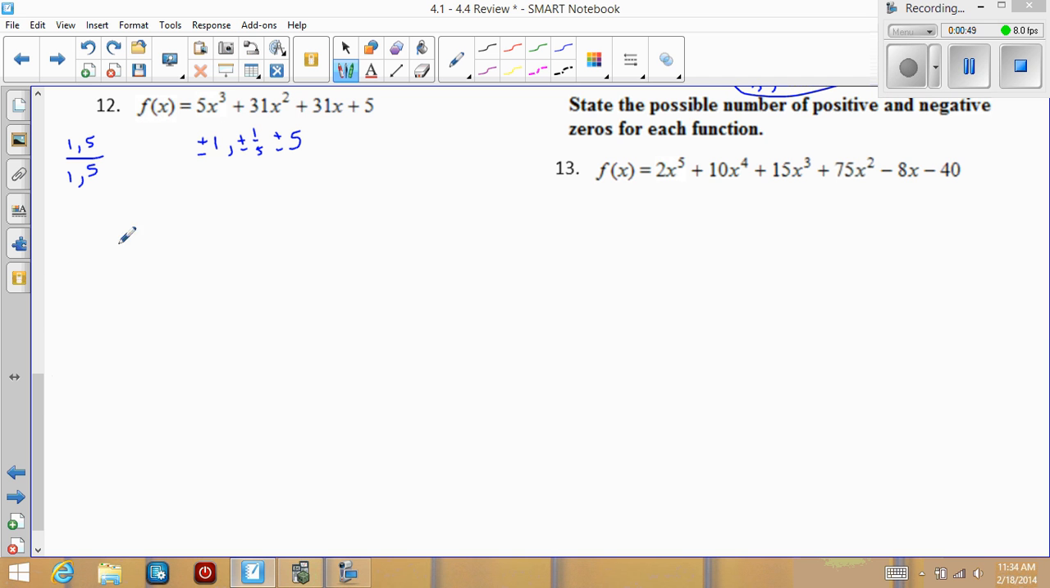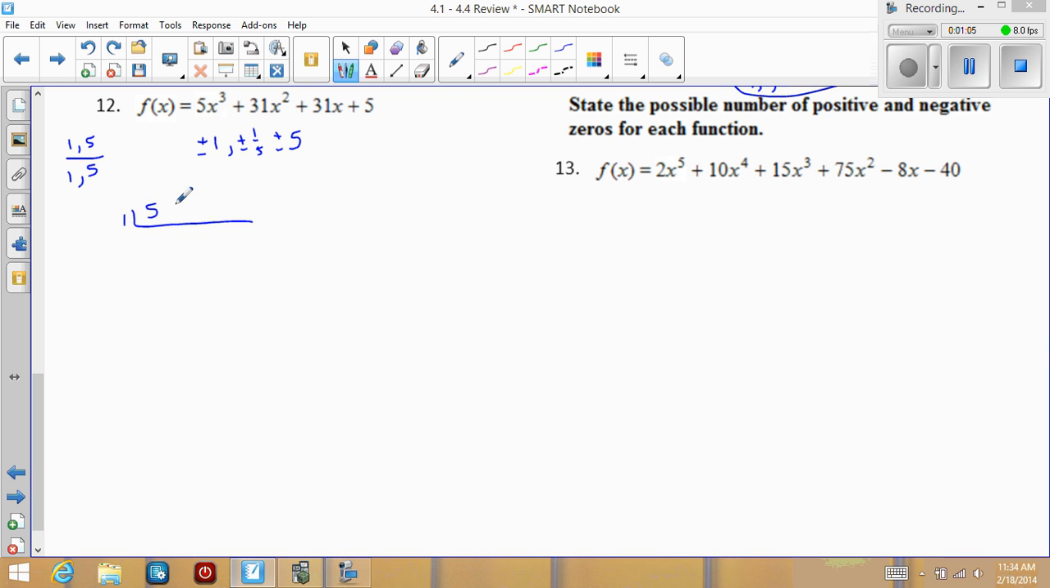Well, this is a shorter list than the last one, number 11, so if you had to work through a lot of numbers for number 11, this one will be a lot easier. All right, so let's try the 1. And let's see, I'm not missing any terms.